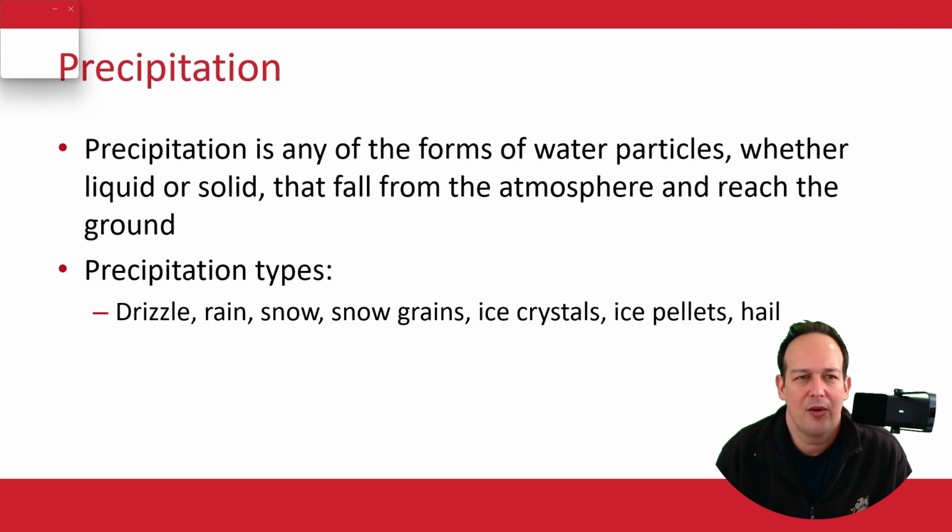So precipitation is any of the forms of water particles, whether liquid or solid, that fall from the atmosphere and reach the ground. And so precipitation types include drizzle, rain, snow, snow grains, ice crystals, ice pellets, and hail.